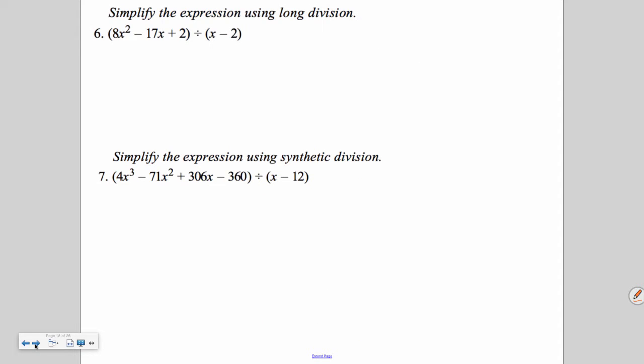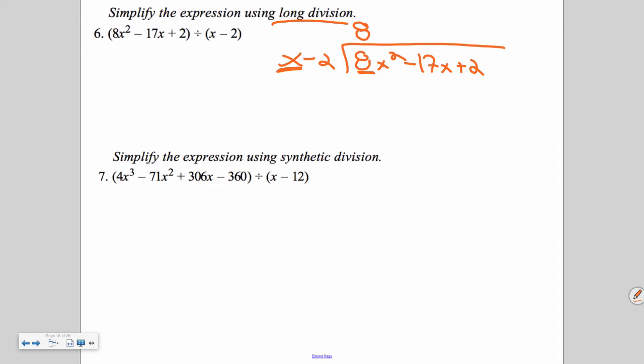For division, there are 2 possibilities. For this one, in long division, you do x minus 2 dividing 8x squared minus 17x plus 2. You look at what do I multiply this x by to get 8? Well, 8, and then I need another x because there's only 1 here and there's 2 there. So 8x times x is 8x squared. 8x times -2 is -16x.